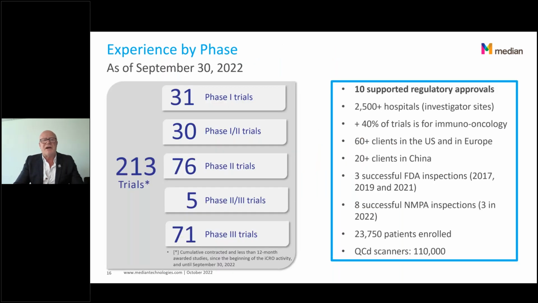Just as a reminder, which is quite remarkable, we have now 10 drugs that we've worked with that have been supported for regulatory approval, which is a huge success rate for the drugs we've been working on. So it says 213 here, but it's more than 220 trials now that we've been involved with. The biggest growth has been in phase 3 trials, which is good news because that's where we have the biggest ticket items as well.